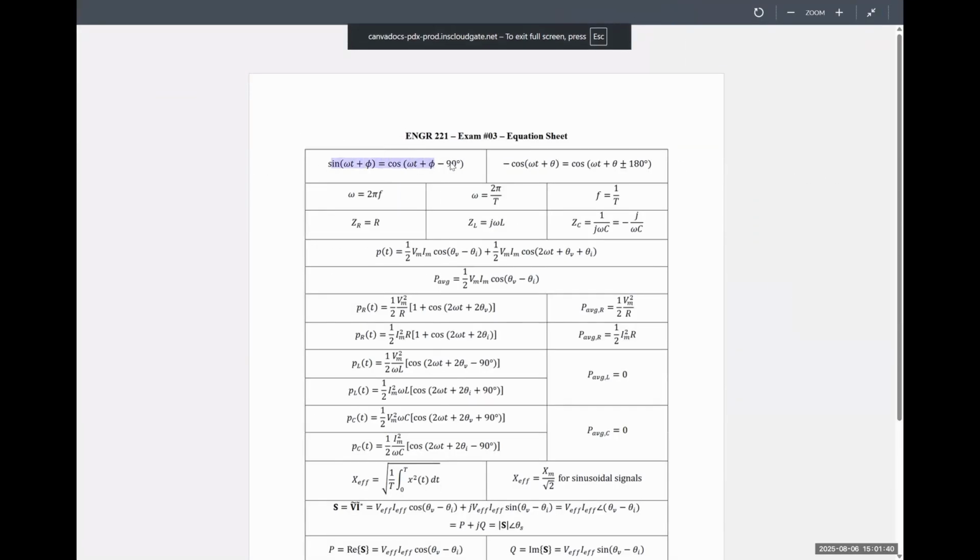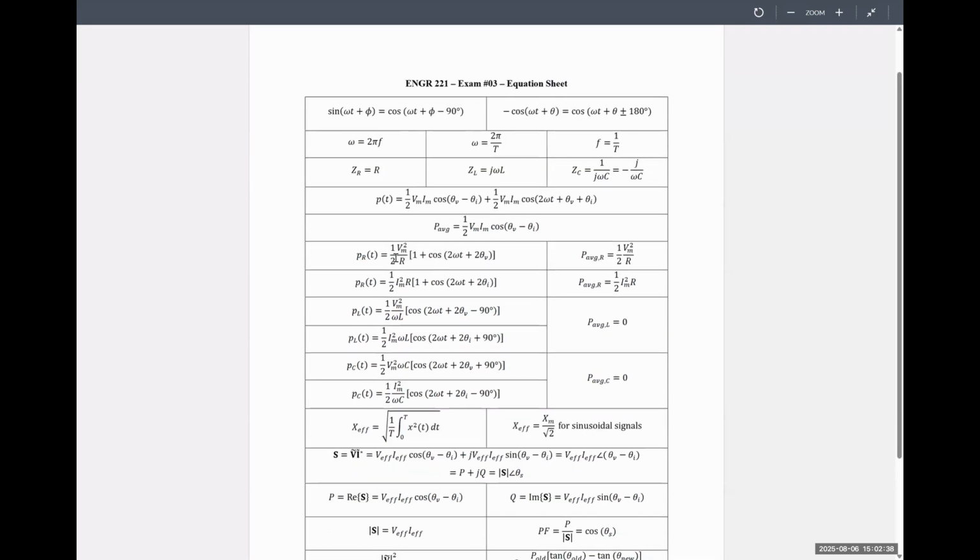So the trig identities that I expect you to know. To go from sine to cosine, you subtract 90 degrees from your phase angle. To go from negative cosine to positive cosine, you add or subtract 180 degrees. It does not matter. Here is our definition of angular frequency in terms of linear frequency, angular frequency in terms of period, and then the relationship between frequency and period. Here we have the impedance of a resistor, the impedance of an inductor, and the impedance of a capacitor. These two representations are equivalent to each other.